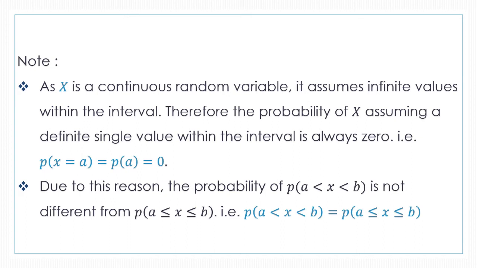Why? Because the probability of a single definite value for x is 0. So it doesn't make a difference whether you write the less than sign or the less than or equal to sign. Only for this particular distribution, not for everything else. I am not giving a general statement. I am only talking about this particular distribution. So whether you write less than or less than or equal to in the calculation doesn't matter.